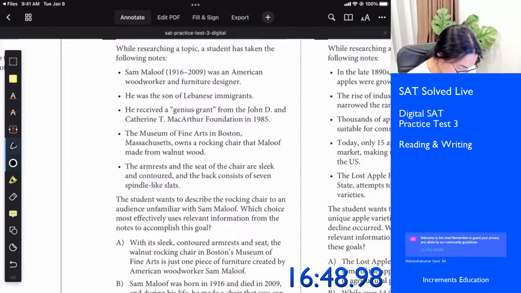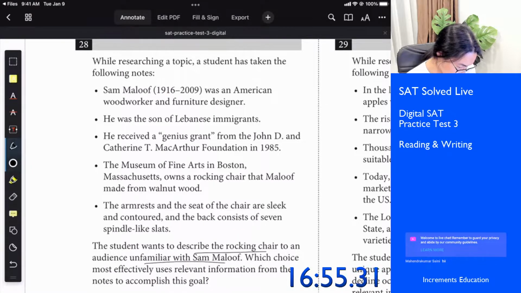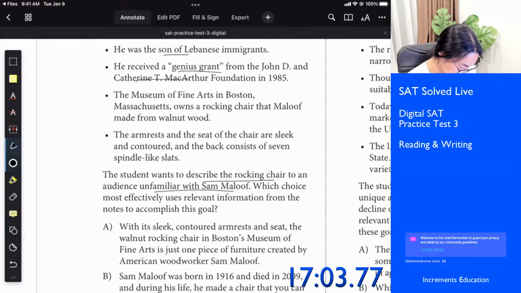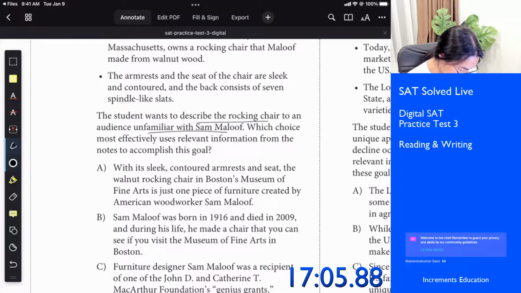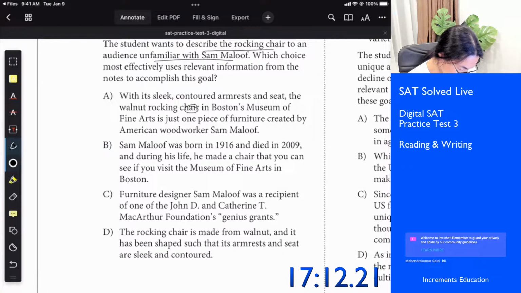Following notes. Now we want to describe the rocking chair unfamiliar. Okay, we're just describing the rocking chair unfamiliar. So we're going to say that he's the son of Lebanese immigrants. He got a genius grant, and he has a rocking chair. Okay. With its sleek, the chair is just one piece. No, but we want to be unfamiliar. Ugh.